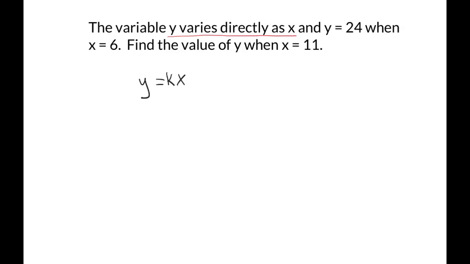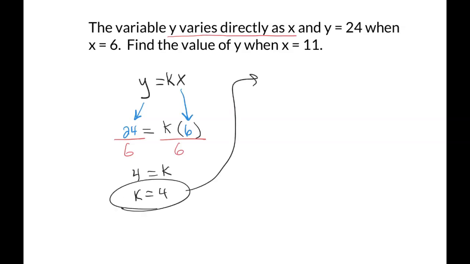Okay, now we're given a complete set of numbers. We are told that y equals 24 when x equals 6. So that means 24 equals k times 6. Well, we know to solve an equation for a variable, we divide. So we're going to divide both sides by 6, and I get 4 equals k, so I'm going to flip that and say k equals 4. Okay, so what that means is the equation for this variation, instead of y equals kx, it's y equals 4x.